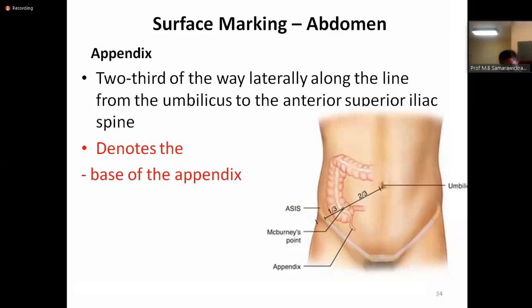Right, appendix, I told you how the surface mark is. At the surface mark, the McBurney's point. Remember, at the McBurney's point lies the base of the appendix. You know, the tip of the appendix is variable. So the level of the tip of the appendix can vary. It may be retrocecal, or retroileal, or pelvic. Those are the common places. The most common place is retrocecal, but the base you can surface mark by the McBurney's point.